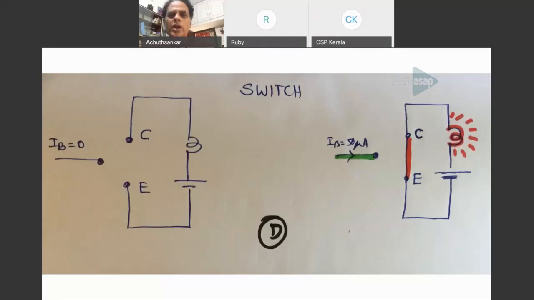So IB is 0 to IB maximum. What I mentioned, the sufficient current, the right direction, right value. If you give a current, the circuit is closed. Otherwise, the circuit is open. That is why it is called a switch. Transistor is used as a switch.